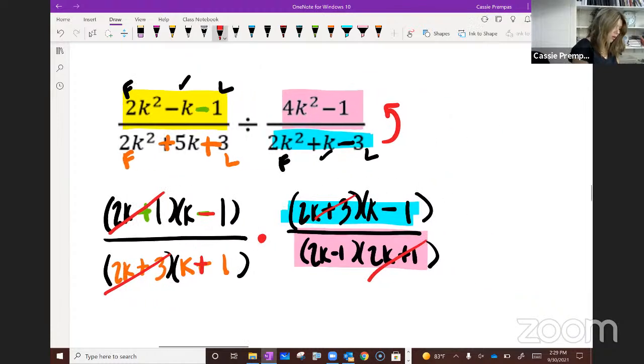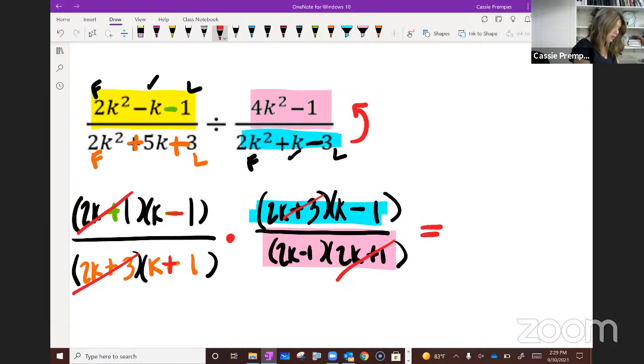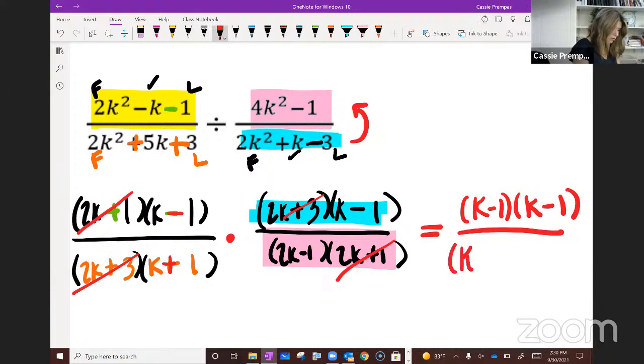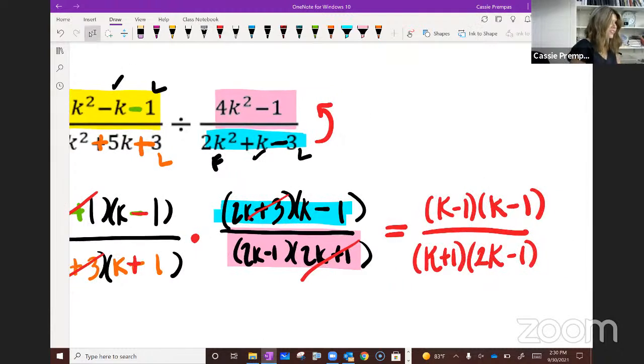And now I can go ahead and multiply across. So I have k minus 1 times k minus 1. I could save ink and call that k minus 1 squared. And then the denominator would be k plus 1 times 2k minus 1. You mean if they're up and down? Yes, I can't cancel out those k minus 1s because they're across. Good question. And I box it.